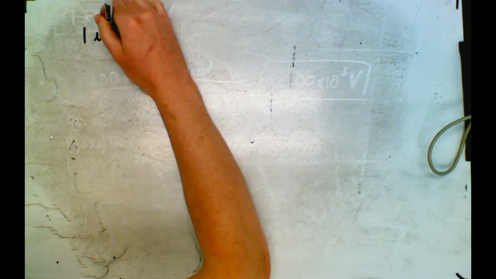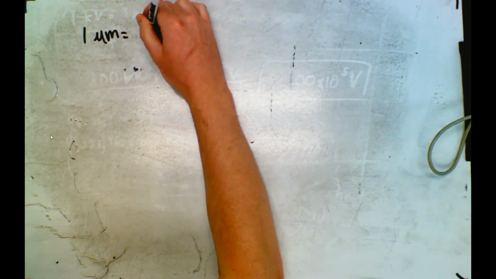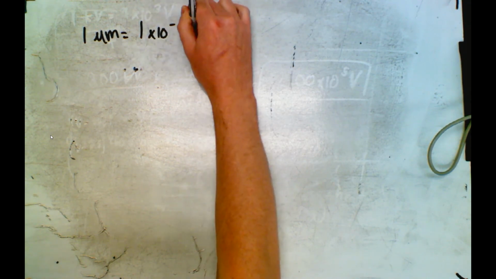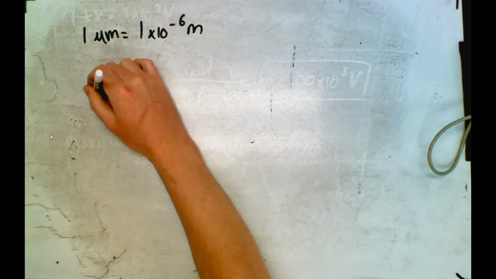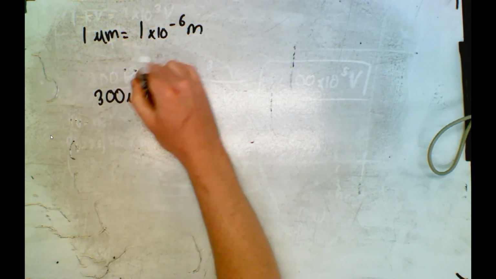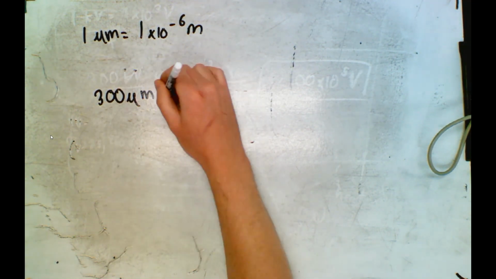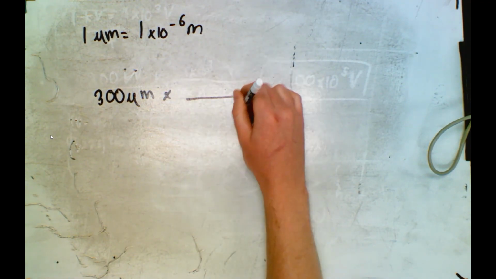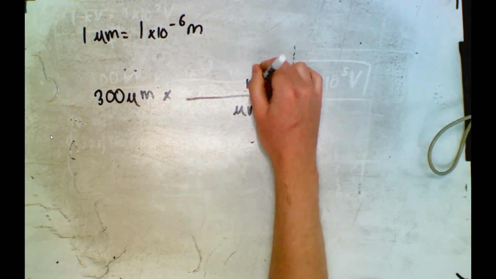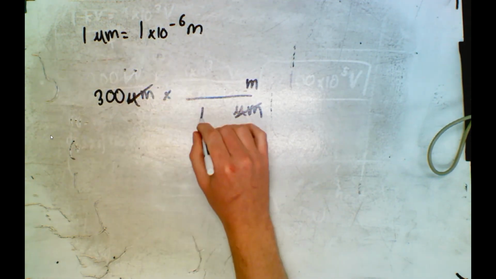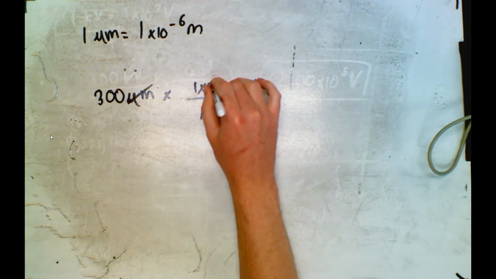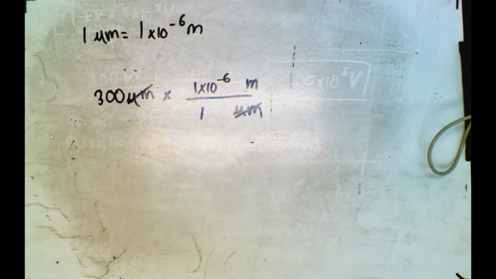One micrometer is equal to 1 times 10 to the negative 6 meters. Conversion factor's got to be your first step. In the question, we were given 300 micrometers. We put a times sign, we put a line. We want micrometers to cancel out and meters to be on the top, so show those canceling out. And then the 1 goes beside the micrometer. The 1 times 10 to the negative 6 goes beside the meters.